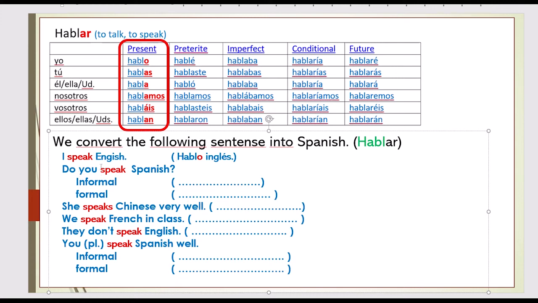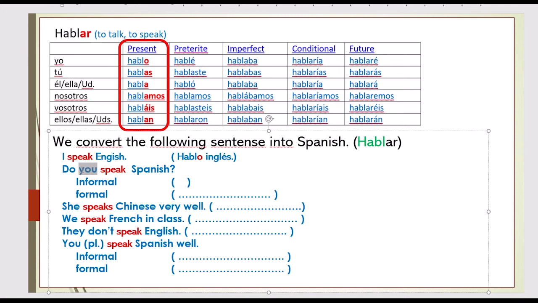Another sentence: do you speak Spanish? In English, we use the verb do to ask a question, but in Spanish, we don't use the verb do to ask a question. We just put the verb before the pronoun to form the Spanish interrogative sentence.